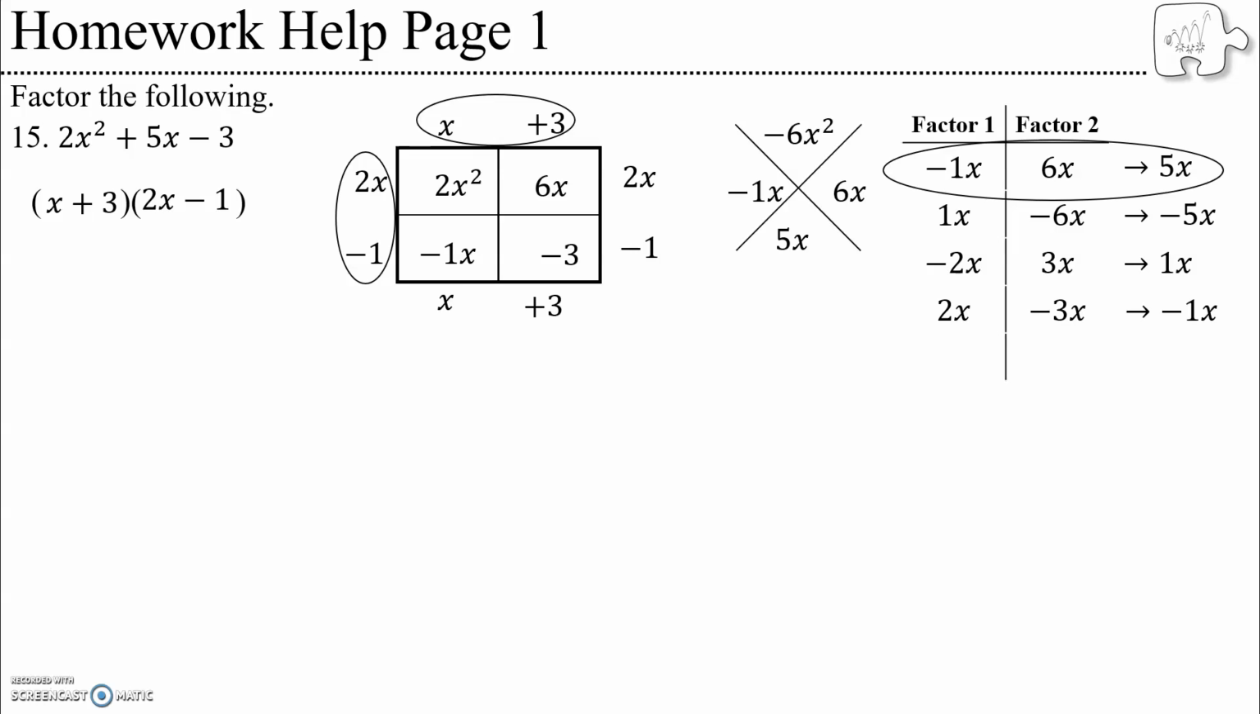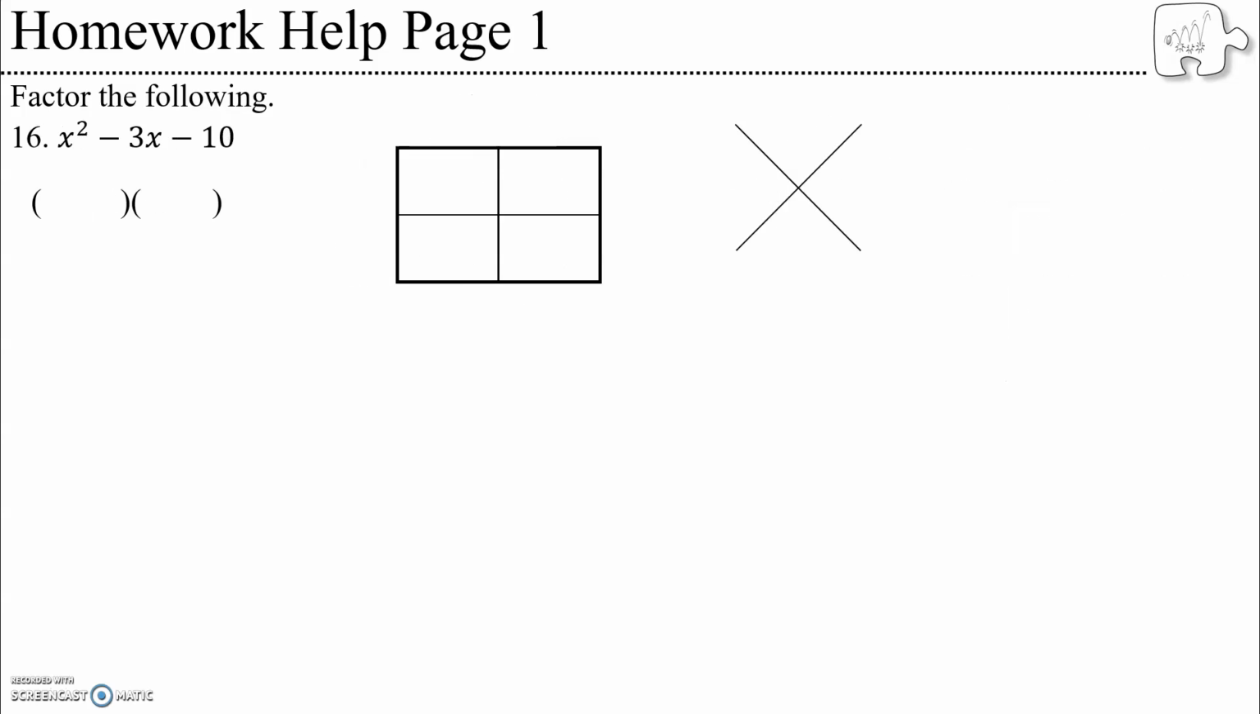So now moving on to the next problem. The next problem is x squared minus 3x minus 10. For this problem, it's going to be the same process that we did last time. In the corners, we put the first and the last, x squared and minus 10.